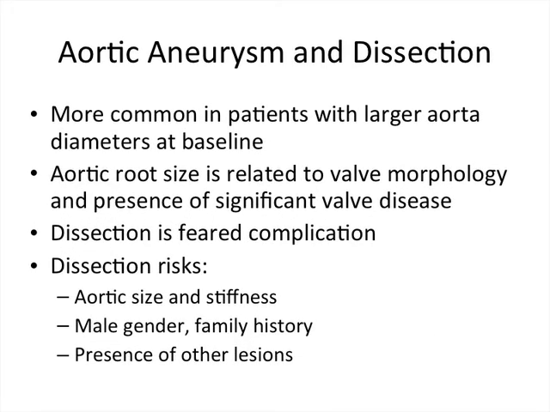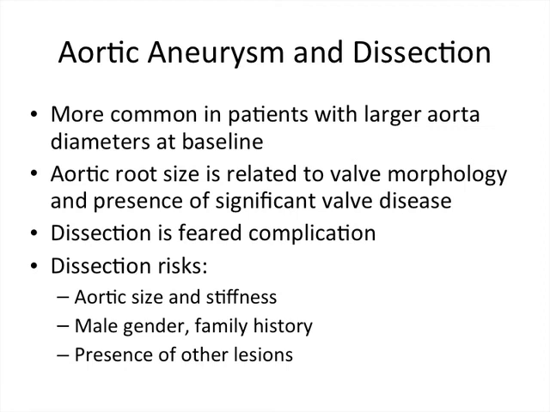For patients with bicuspid aortic valve disease, the annulus, sinuses of Valsalva, and proximal ascending aorta are larger than in patients who have trileaflet valves, and as such, progressive aortic dilation is more common. Aortic root size is related to valve leaflet morphology and the presence of significant valvular disease, such that in patients with aortic insufficiency, the increased stroke volume may result in stress on the diseased aorta and cause aortic dilation.